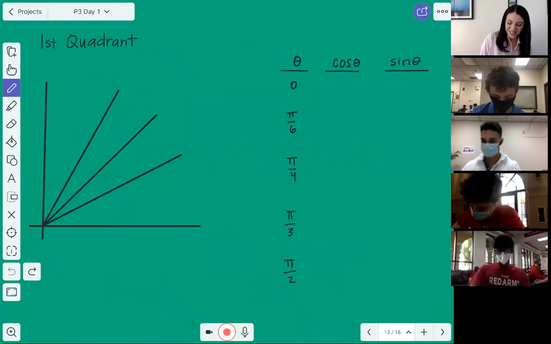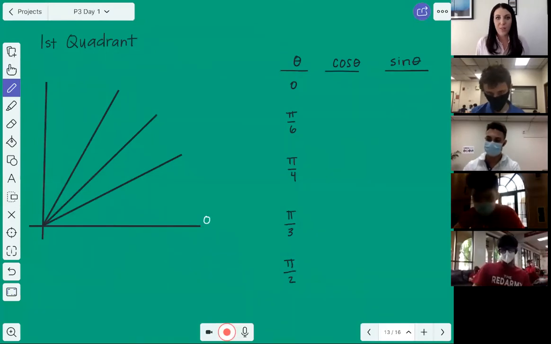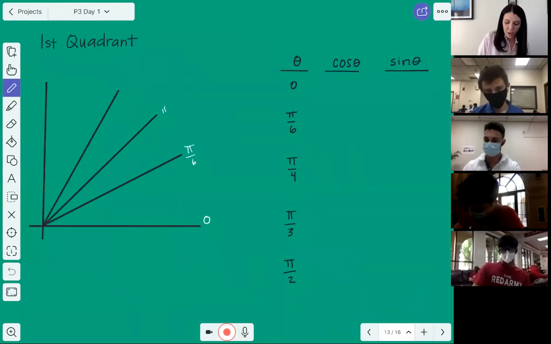Okay, so going through, the first angle is 0, and it's not 0 degrees. Again, we're going to just do it in radians. You can show both if you want, but we're just going to do radians for now. So we have 0, pi over 6, pi over 4, pi over 3, and pi over 2.